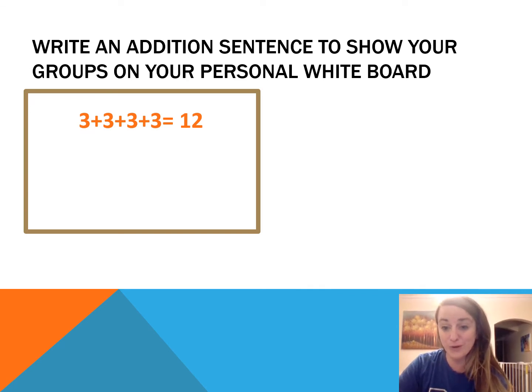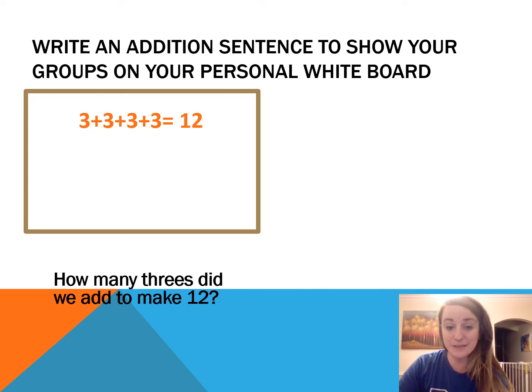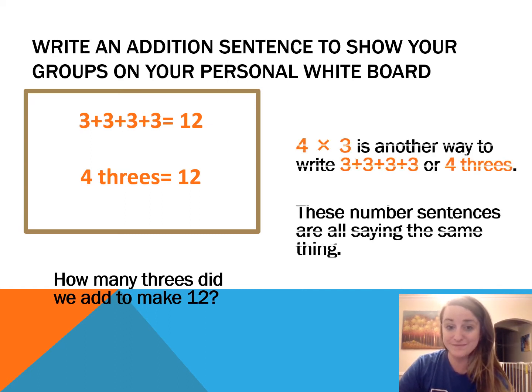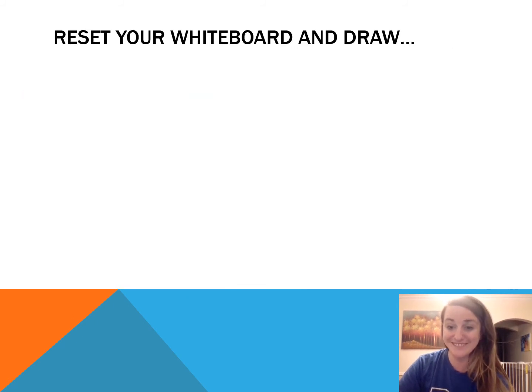I took those 4 3's and made them into a new number sentence. How many 3's did we add to make 12? We had 4 3's. And that equaled 12. Take a moment to write that on your whiteboard. 4 times 3 is another way to write 3 plus 3 plus 3 plus 3, or 4 3's. These number sentences are all saying the same thing. 4 times 3 is the same as 12. Finish your whiteboard and then reset.